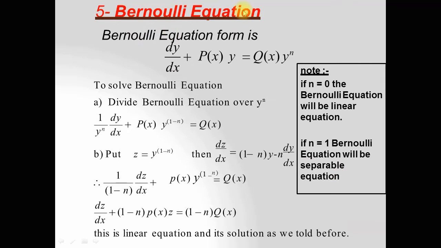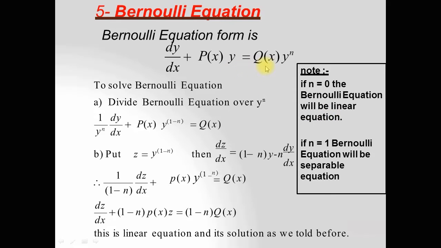Now the Bernoulli equation. The standard form of the first order Bernoulli equation is dy by dx plus P of x into y is equal to Q of x y power n. So dear students, note that this power y power n, the equation depends on the value of n. If we put n equal to 0, then this Bernoulli equation will be a linear equation.